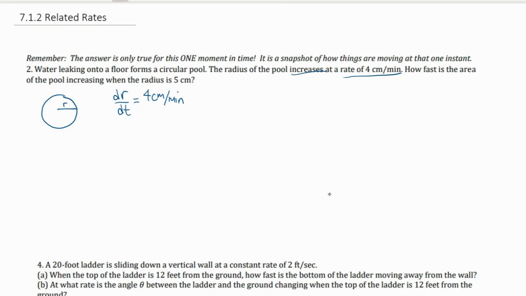How fast is the area increasing when the radius is 5? So our question is, what is dA/dt? What is the rate of change of the area with respect to time when r is equal to 5? So this is when r is equal to 5. Radius is not equal to 5 the whole time, but at this point in time, what is the rate at which the area is changing?